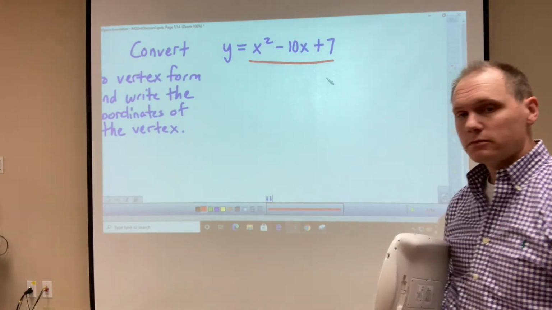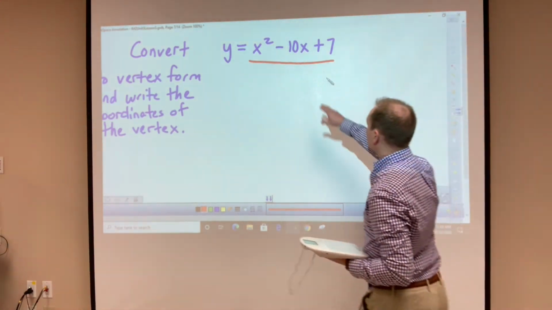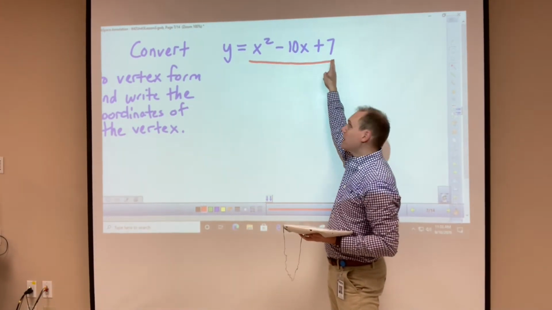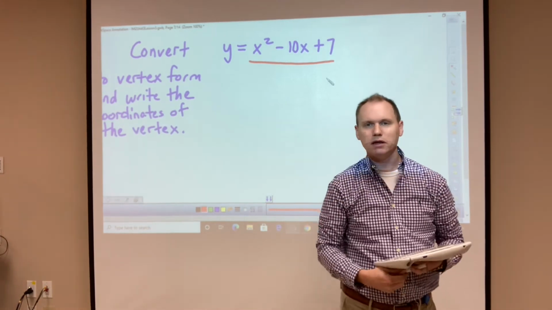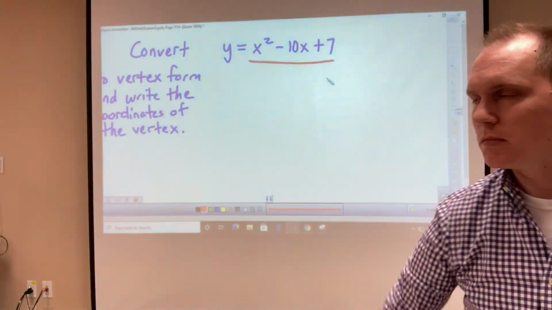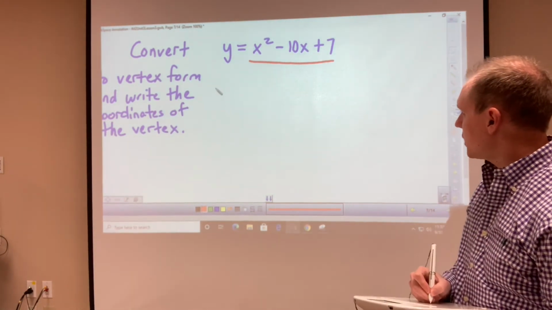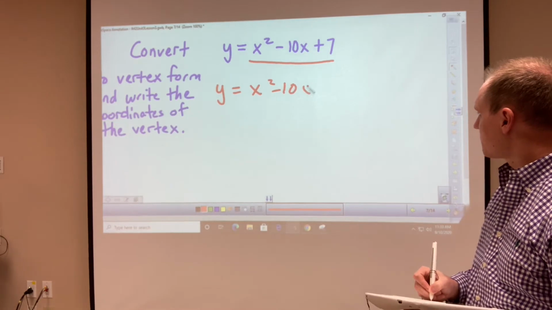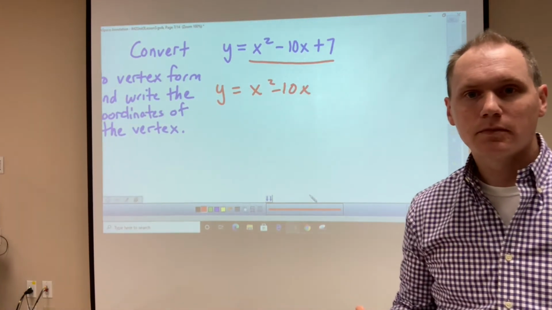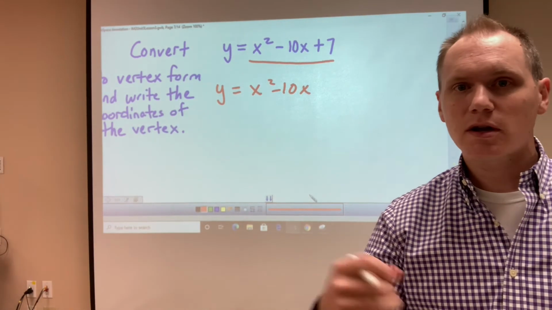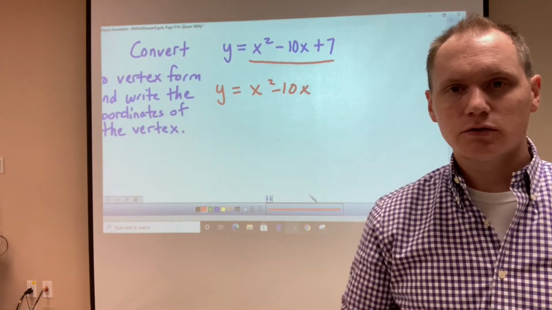Hopefully you're saying no, right? If we divide negative 10 by 2, we get negative 5. Negative 5 squared is not 7, right? What we need there is a 25, and what we have is a 7. So here's the strategy that we're going to do. We're going to rewrite this. So y equals x squared minus 10x, and we're just going to make it happen, right? We're going to make happen what we want to happen, and then just compensate as a result.